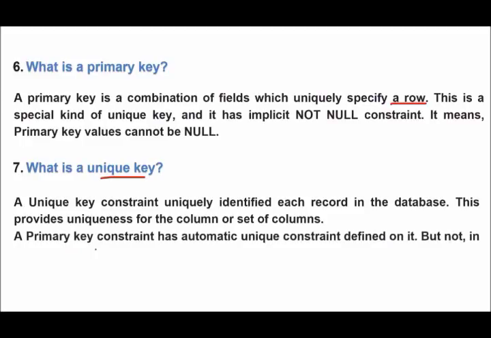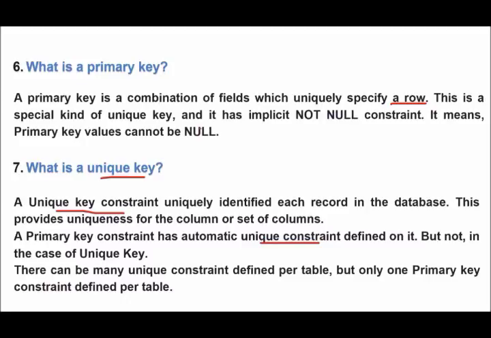A primary key constraint has an automatic unique constraint defined on it. You don't have to specify it, but in the case of a unique key, you have to specify it. So a unique key constraint uniquely identifies each record in the database, which provides uniqueness for a column or set of columns. There can be many unique constraints defined per table, but only one primary key constraint per table. Only one primary key. There can be many unique keys.